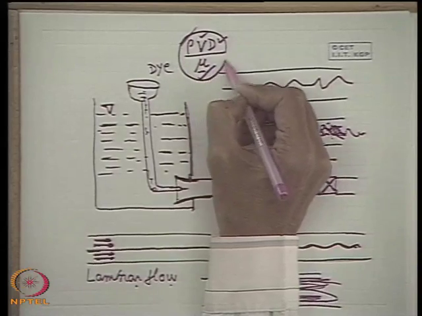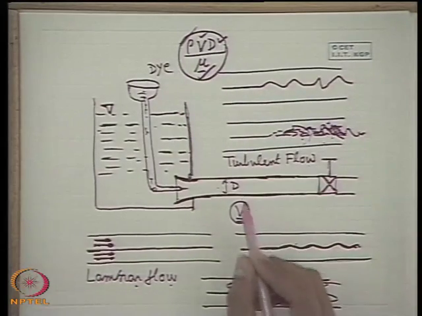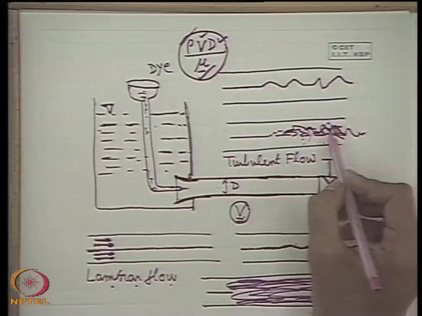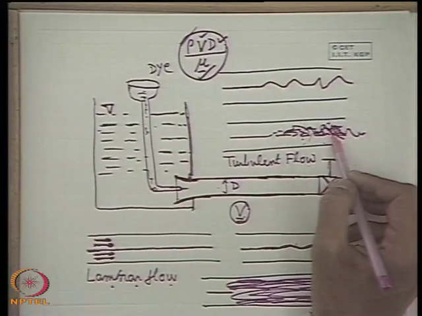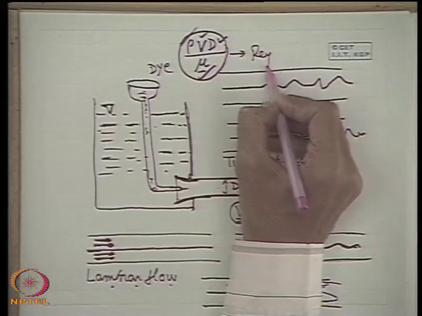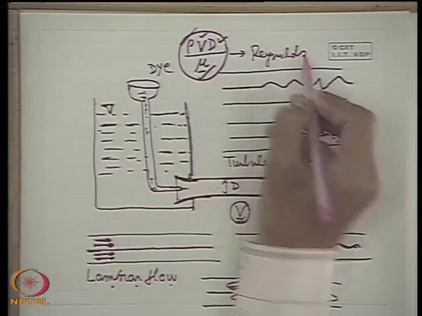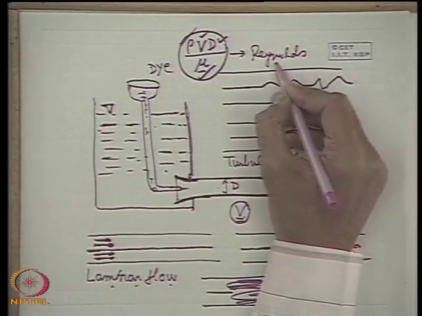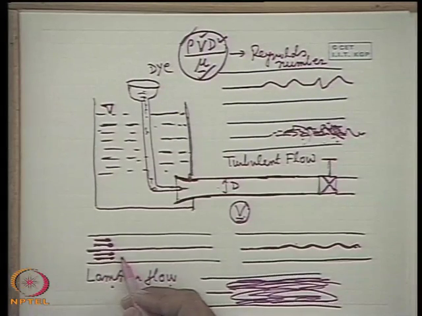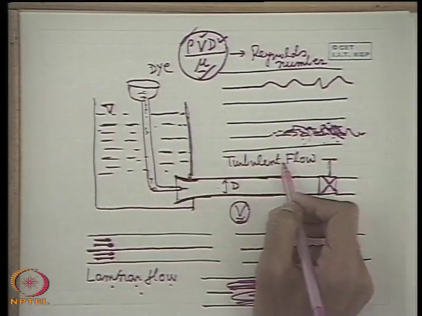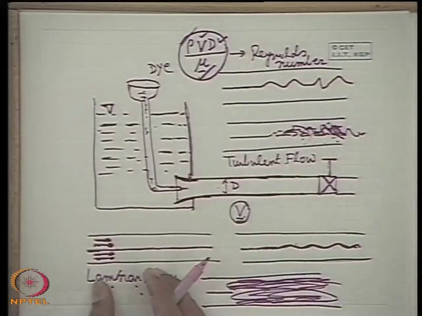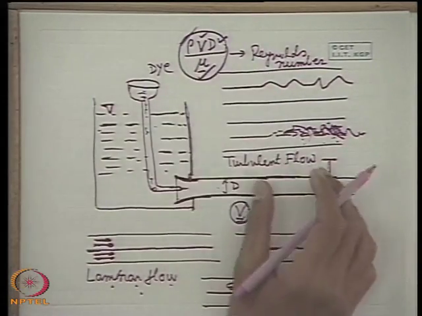This combined decides the criteria after which the flow changes from one kind, that is the laminar flow, to another kind, an irregularly fluctuating flow, the turbulent flow. This number is known as the Reynolds number according to his name, and this Reynolds number becomes the criteria for a fluid to change from its laminar flow regime to turbulent flow regime. When the Reynolds number is small, the flow is laminar. When the Reynolds number is high, the flow is turbulent.